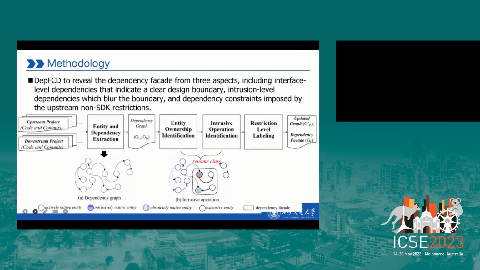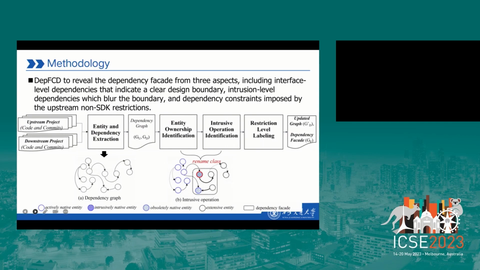Moreover, we combine the dependency graph analysis, the reflective manner, and the git blame results to detect various modification operations, to identify the modifications made by the downstream development to intrusively native entities. Also, we decompose the dependency graph of the downstream project to localize the dependency facade, a minimal subgraph that couples the downstream code with the upstream one.